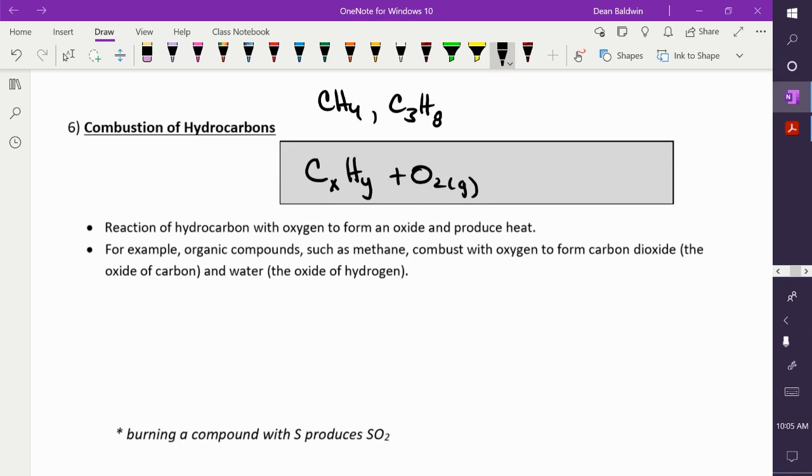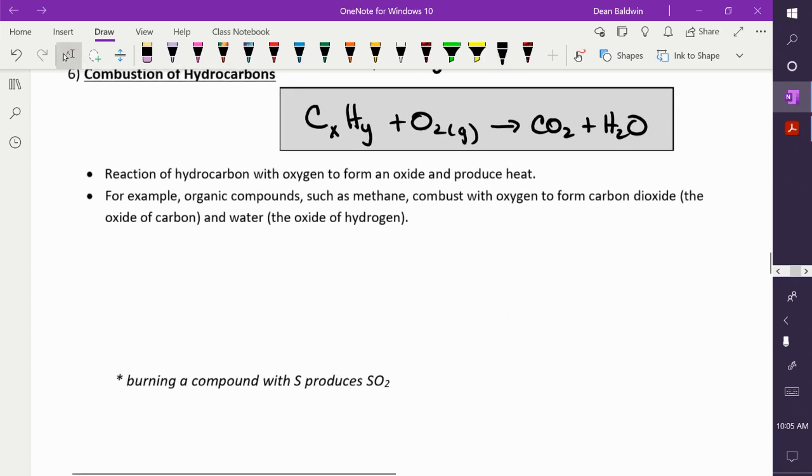And the products are always the same no matter what hydrocarbons you burn. You always produce carbon dioxide and water. Those are always the products. It doesn't matter what the hydrocarbon you burn is. Now, the ratios are going to be different, like when you balance it, but they always produce CO2 and water. Those are always, always, always the products. All right? They also produce a lot of heat, okay? But you'll see that tomorrow.